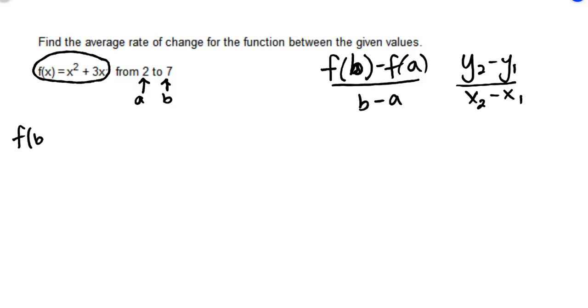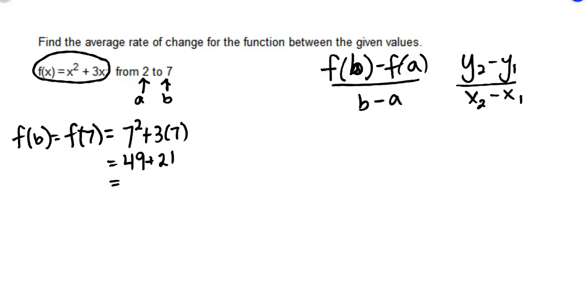So f of b is f of 7. So we'll substitute a 7 into our function f of x to get 7 squared plus 3 times 7. 7 squared is 49, 3 times 7 is 21, and 49 plus 21 would be 70.